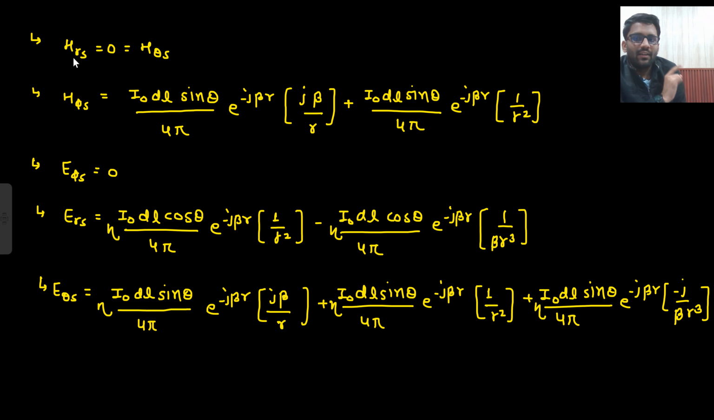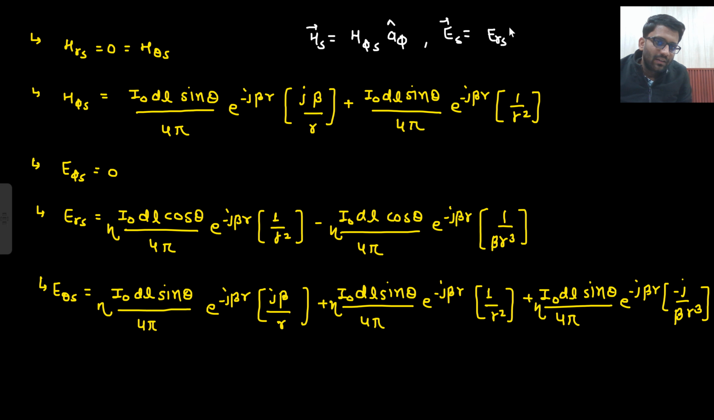So what you will find is that your H is there only in the direction of phi. That means HRS and H theta S are 0. So H is only having H phi S, H phi S A phi cap. This is your Hs. And when you see your Es, you will find that in the direction of phi there is nothing, but in the direction of r you are getting ERS AR cap, and in the direction of theta also you are getting something, that is E theta S A theta cap. So these are the expressions you are getting.